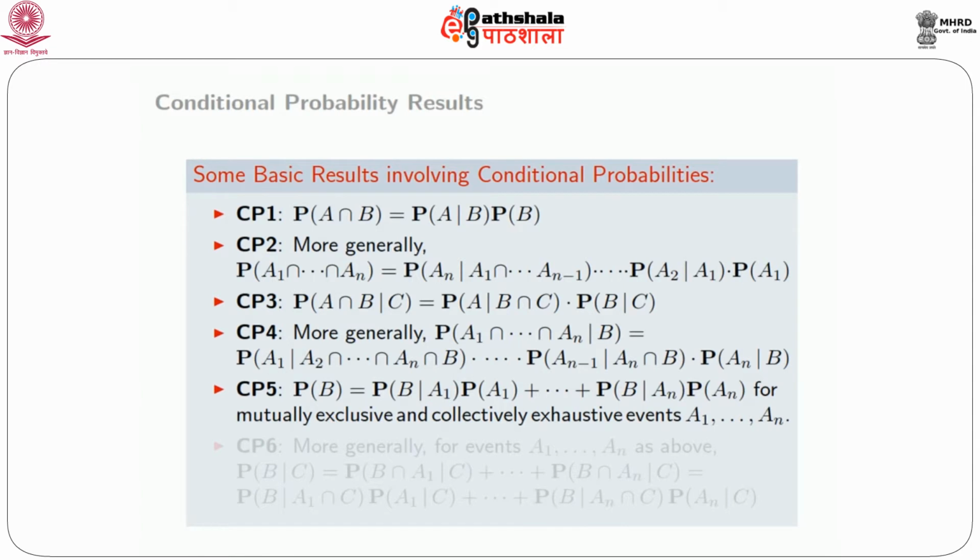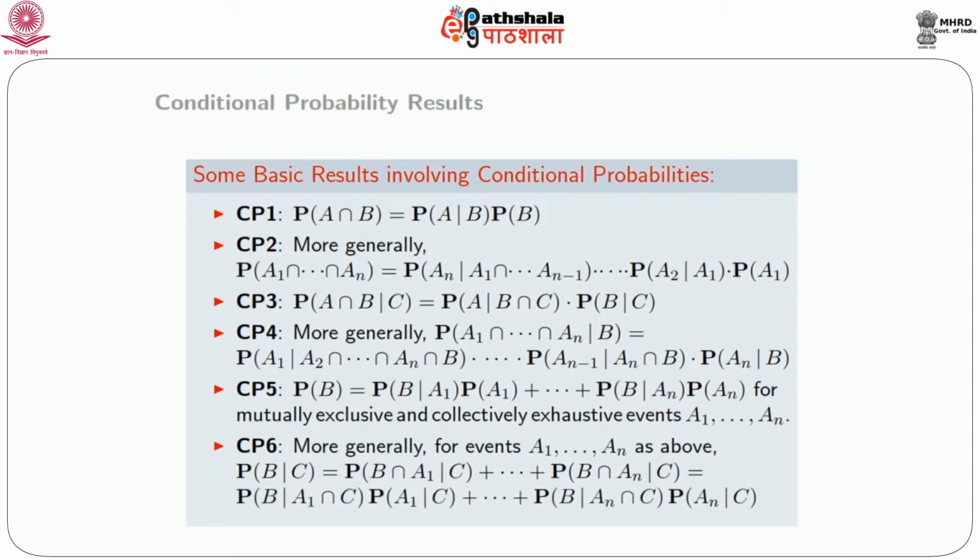CP5. CP5 is sometimes called the theorem of total probability, and then CP6 is kind of a generalization or extension of CP5. CP5 is the formula for the unconditional probability of B broken up as a weighted sum of conditional probabilities. CP6 is something analogous, but now we want to write the conditional probability of B given C as a weighted sum. So these properties would be used left and right in the analysis of Markov chains.